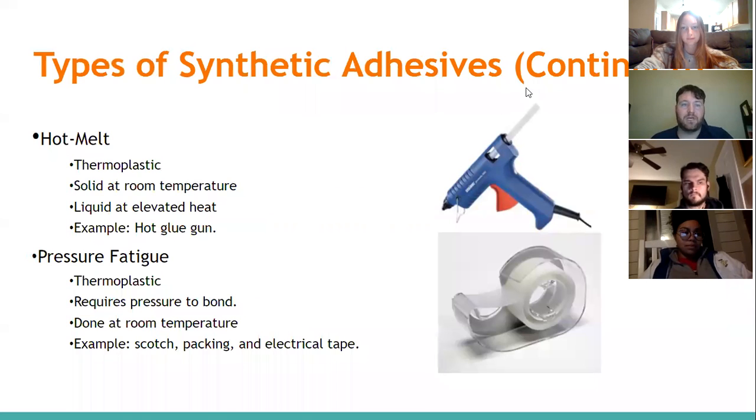There's also hot melt, which is a thermoplastic. It's a solid at room temperature, but once it's heated, it becomes a liquid. Most common example is the hot glue gun. And then there's pressure sensitive, which is another thermoplastic, requires pressure to bond, and it's done at room temperature. Examples are scotch, packing, and electrical tape. Next slide.